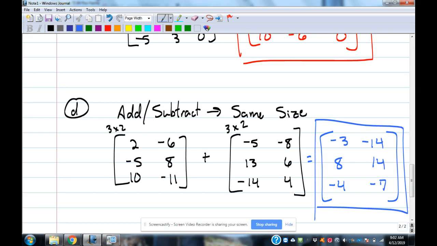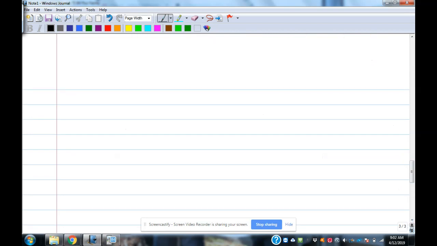They can mix scalar multiplication into addition and subtraction. Order of operations still applies. Multiplication happens before addition and subtraction. So if there's a scalar multiplier on one of the matrices, multiply it out before you add, just like you would with regular numbers. You want to do it in order of operations style. All right. The next operation is multiplying matrices.